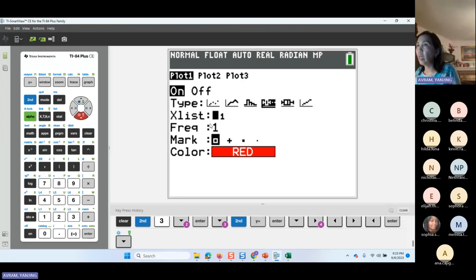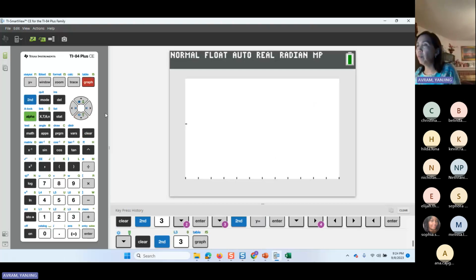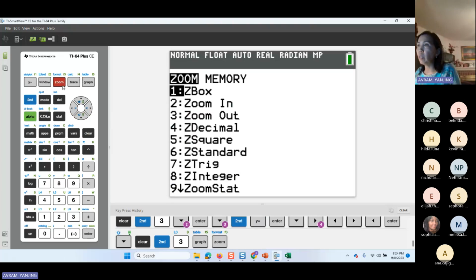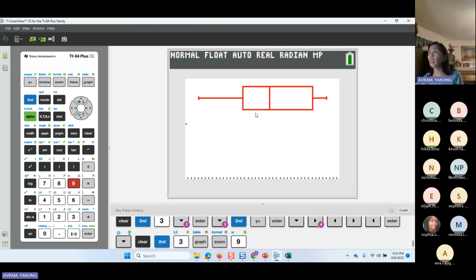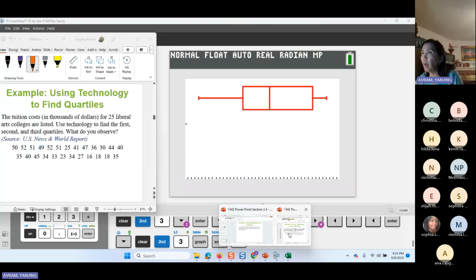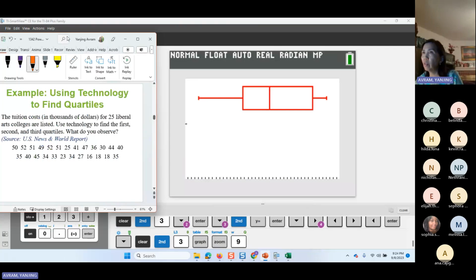And then remember my list is in L3, so I have to go to L3. All right, and then we hit graph. Of course, we have to zoom, so zoom number 9, ZoomStat. So that is my box and whisker plot in here. It doesn't look like I have any outlier, so there's no outlier in here. If there's an outlier, you're going to have a broken point and then a little star right here. So that is my box and whisker plot for this one.